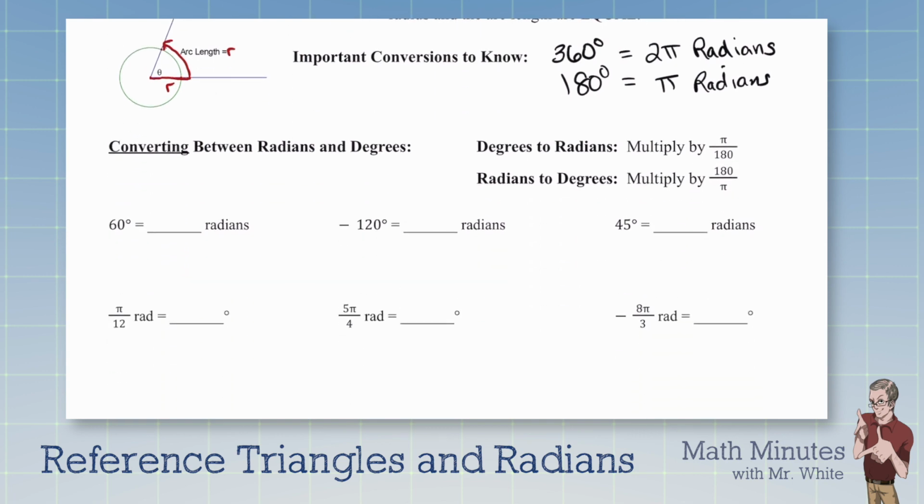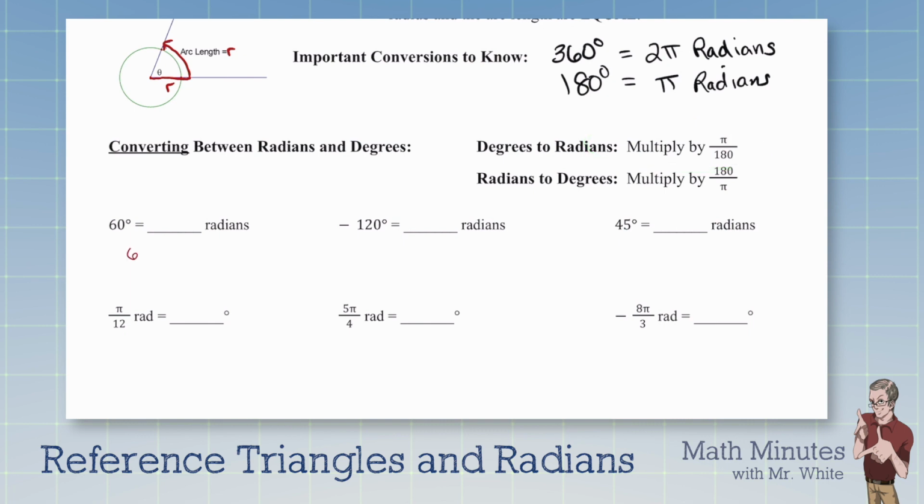Now, I gave you the conversion here in the notes, but you can also think about canceling units, as I'm going to show you here in a moment. To convert from degrees to radians, we're going to multiply by pi over 180. So let's just do that first, and then I'll talk about converting the other way. So we're going to multiply by pi over 180.